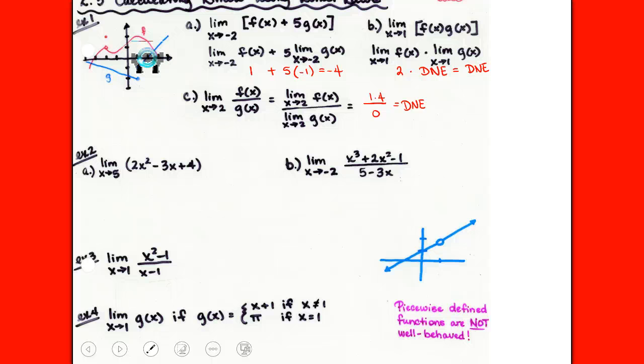All right. On the bottom of 85 and continuing over to 86, they go through and give us quite a few more laws that are really helpful. Law number 6 is called the power law. If you take the limit of a function raised to an exponent, then you can use direct substitution, and you can do the limit first and then raise it to the power. So basically, instead of having the function raised to the power and then taking the limit, you can take the limit of the function first, get a numerical answer, and raise that number to the power.